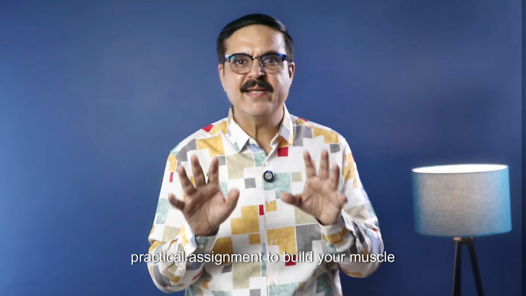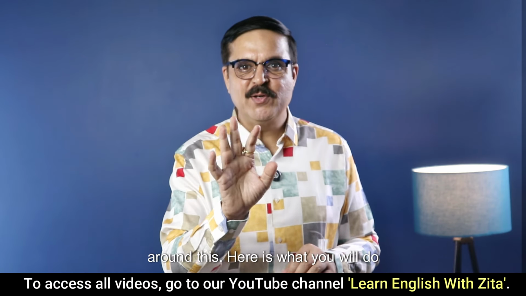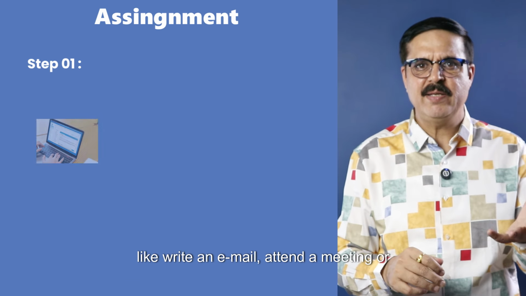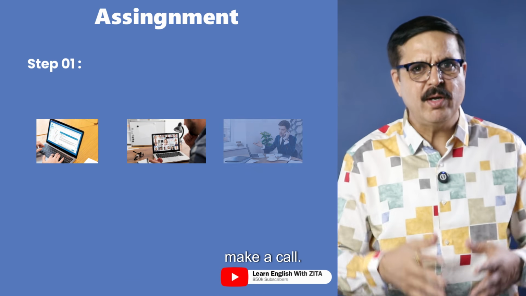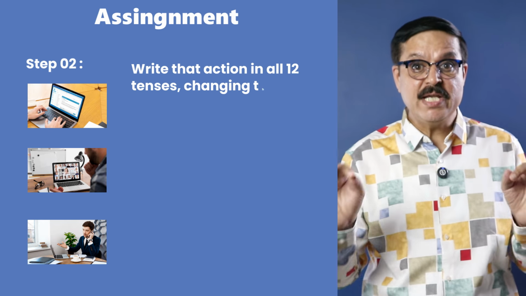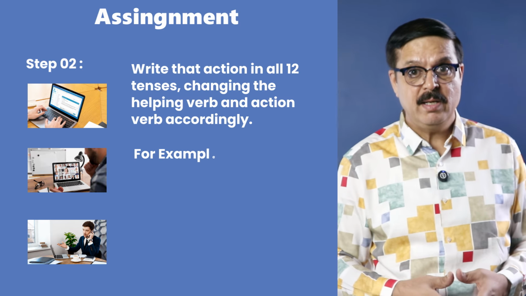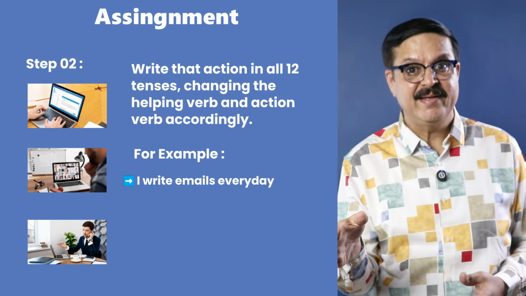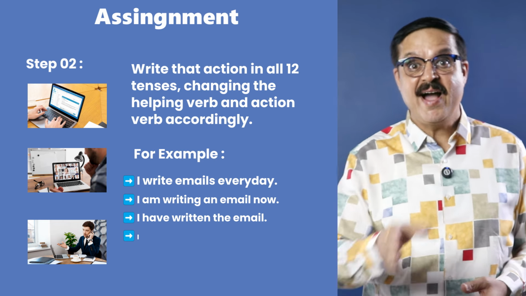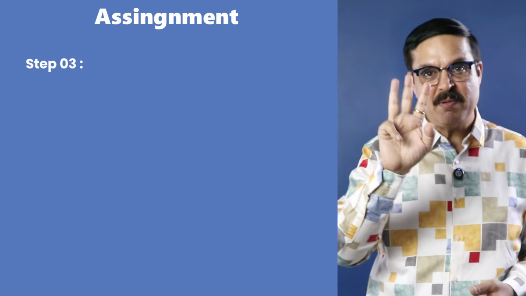Let me now give you a practical assignment to build your muscle around this. Here is what you will do. Step number 1. Choose one simple action like write an email, attend a meeting, or make a call. Step 2. Write that action in all 12 tenses, changing the helping verb and action verb accordingly, according to the tense. For example, I write emails every day. I am writing an email now. I have written the email. I had written the email before 10 a.m. and so on.